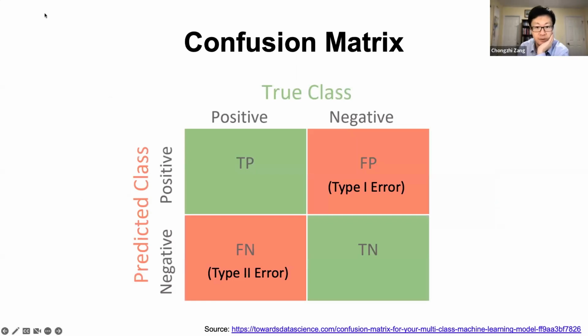The concept about the confusion matrix, the prediction and the truth. That's related to the concept about type 1 and type 2 errors and the false discovery rate.